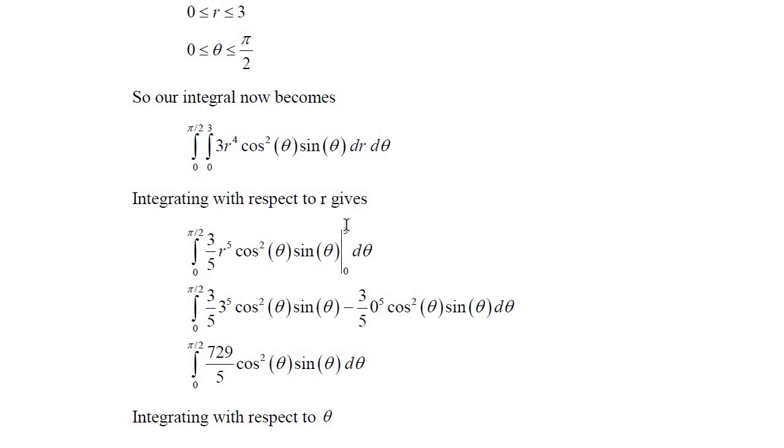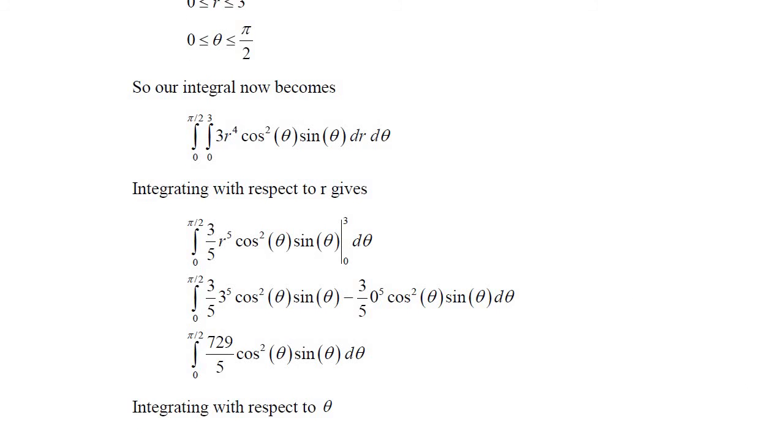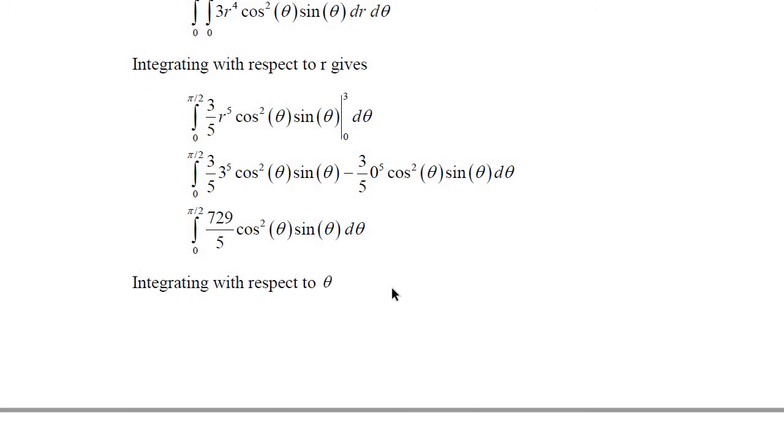Evaluating from 0 to 3, if I plug in 3 for r, there's my 3/5 times 3 to the fifth power, cosine squared times sine, minus, when I plug in 0, 3/5 times 0 to the fifth power. Since this is multiplied by 0, all of that goes away. So I end up getting the integral from 0 to pi over 2 of 729 over 5 cosine squared theta times sine theta. We are now going to integrate this with respect to theta.